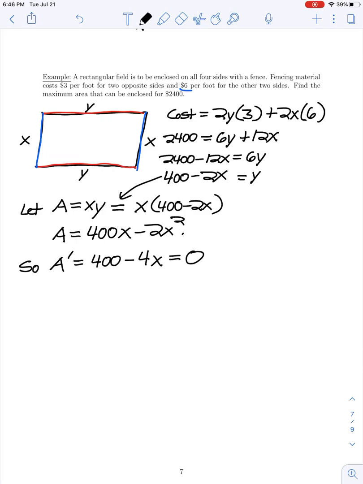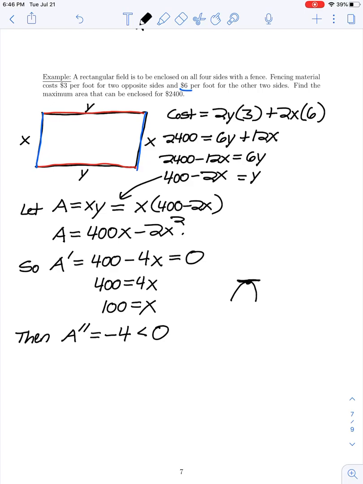And to find critical values, we set this derivative equal to 0. So here, 400 is equal to 4x, and therefore x is 100. So now, how do we know that this value yields a maximum area, not a minimum? Well, we could use the second derivative test. Looking at the second derivative of our area function, we have negative 4, which is certainly negative, or less than 0, which means our function is concave downward at that critical value. So that critical value must yield a maximum rather than a minimum.